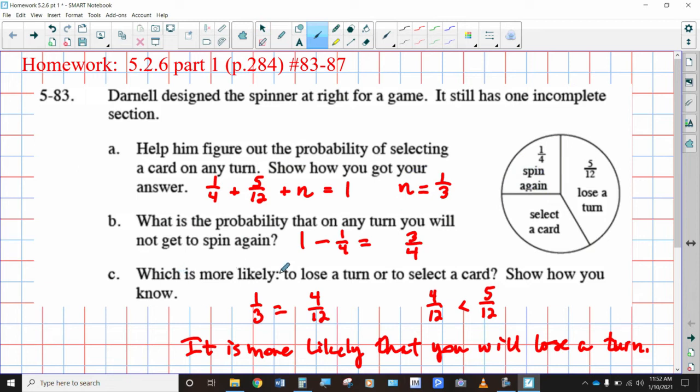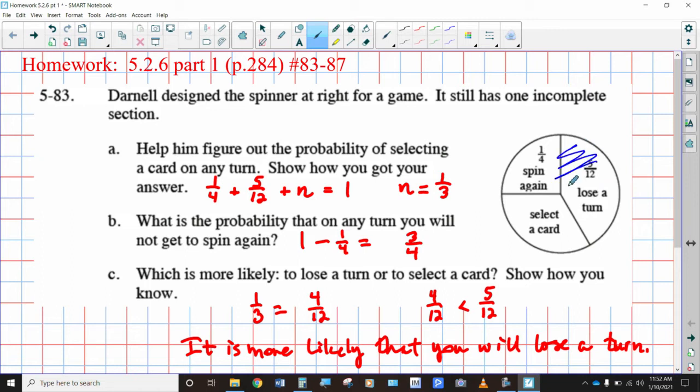And then which is more likely, to lose a turn or to select a card? So if you lose a turn, that's 5/12. If you select a card, that is 1/3. So how do those two compare? Well, 5/12 is actually greater than 1/3 or 4/12. So you're more likely to lose a turn.